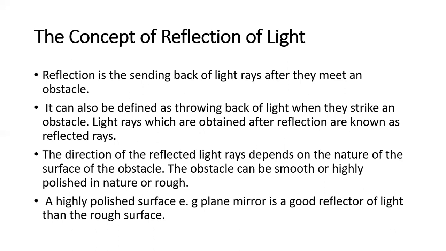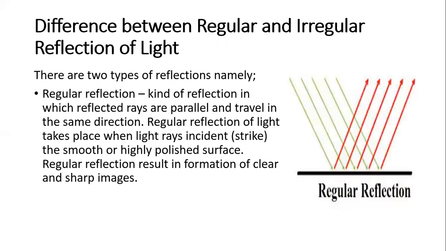The obstacle can be smooth or highly polished in nature, or rough. A highly polished surface, for example a plain mirror, is a good example of a good reflector of light compared to the rough surface. See the difference between regular and irregular reflection of light. There are two types of reflection. The first one is regular reflection.